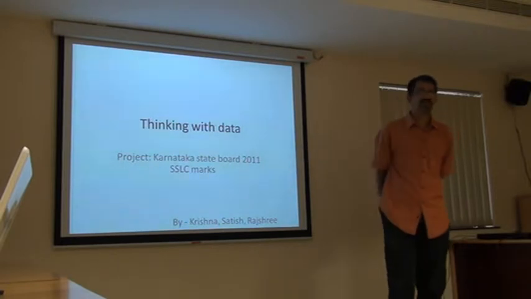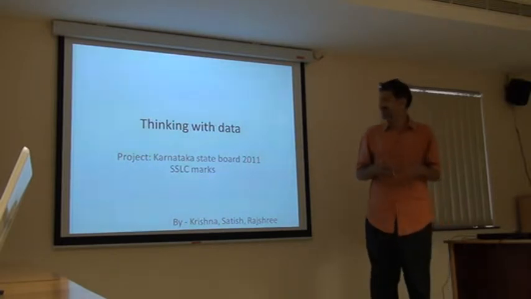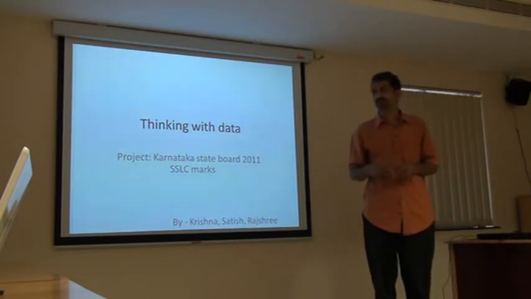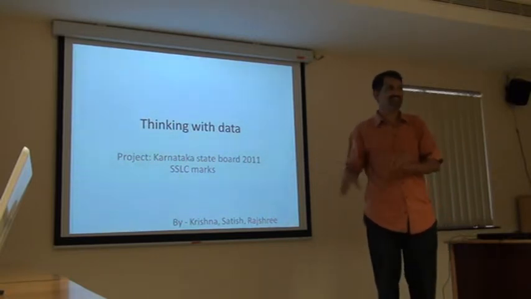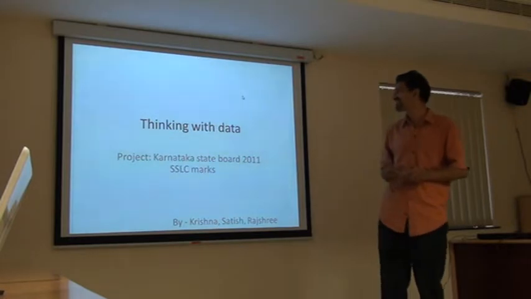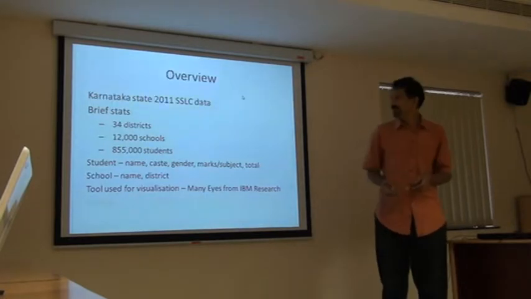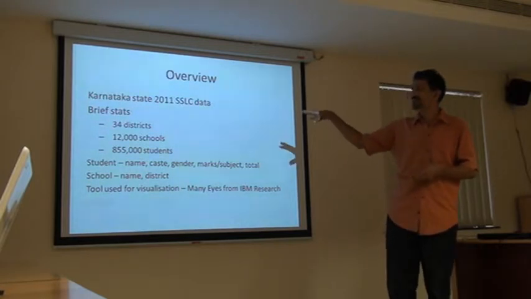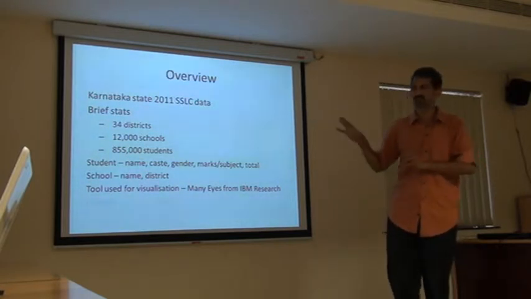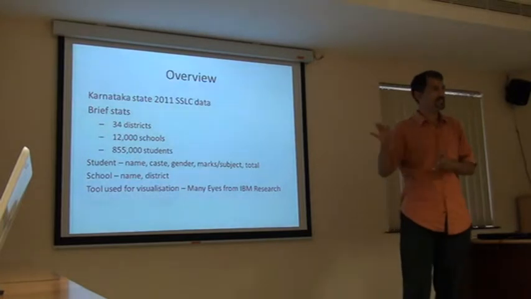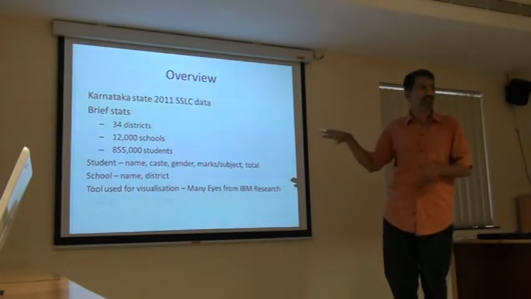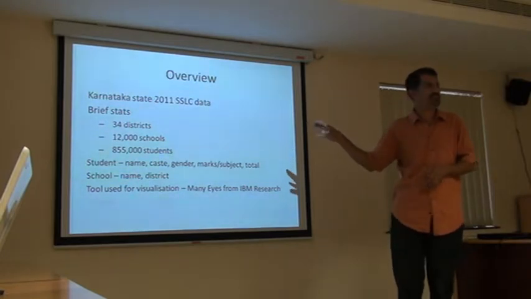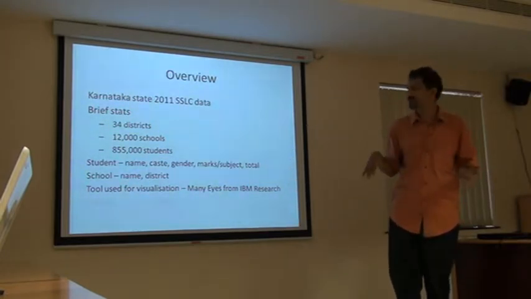So our project is the Karnataka State SSLC Board 2011 marks and analysis of that. For us it was easy since we didn't have to collect the data, it was given to us. Just a brief idea of the statistics: there are 34 districts in the data. They don't correspond to the actual administrative districts, but these are school districts. Around 12,000 schools and 855,000 students in the SSLC.